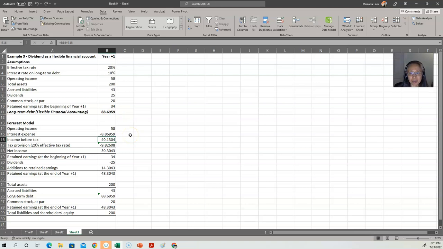And this is what we mean by you may have to do multiple iterations, because as you change debt, you also change interest expense, which in turn affects net income, which then in turn affects retained earnings. Therefore, $88 is not sufficient. You have to borrow more than $88 to account for the increase in interest expense.